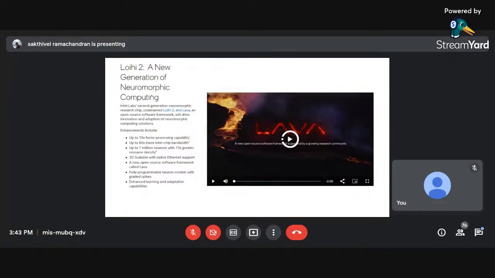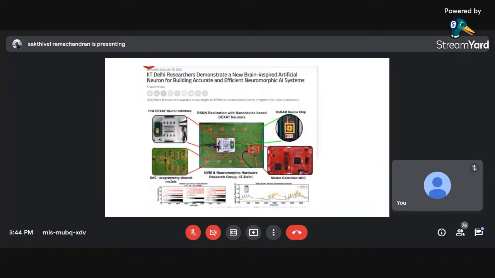As I was mentioning, Intel is in the process of making this Loihi 2 for neuromorphic computing. In fact, compared to Loihi 1, it has 10 times higher speed, 60 times interchip bandwidth, 1 million neurons, 15 times resource density, 3D scaling, full programmability in the neuron model, enhanced learning, adaptation, everything. In fact, there is a video on this also. If time permits, you can even Google it and check it out.